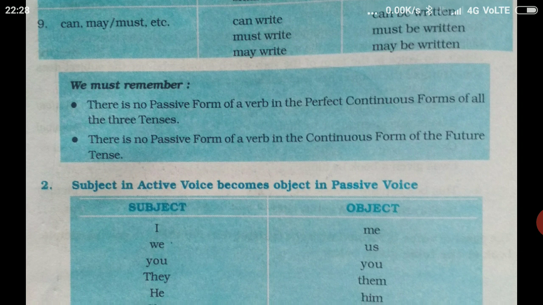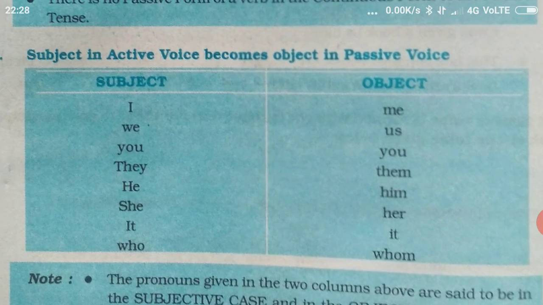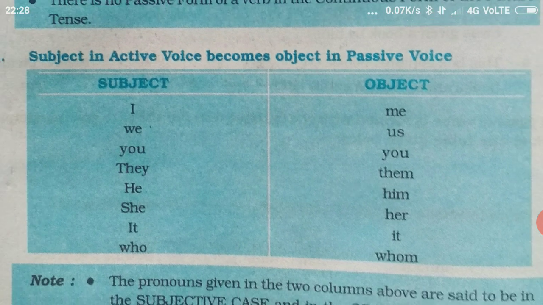Clear? Now see here the table is given for your here subject in active that becomes object in passive, right? Here your subject I. Suppose that your subject is I will change into object me. We, us, you का you ही रहेगा. They, them, he, him, she, her, it, who, whom, right?